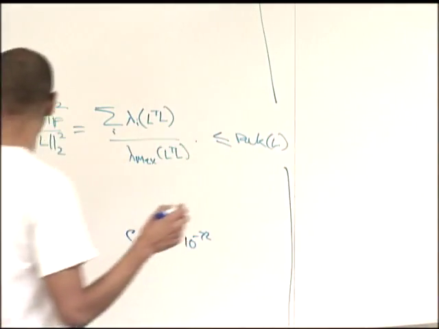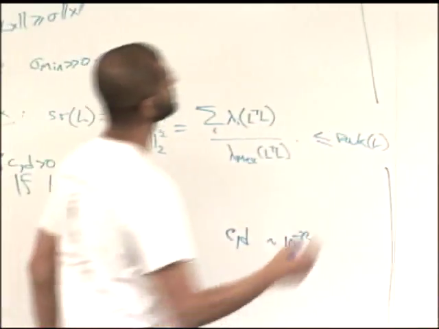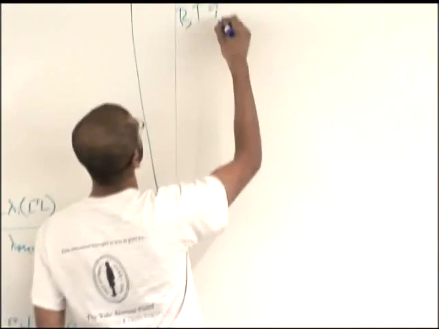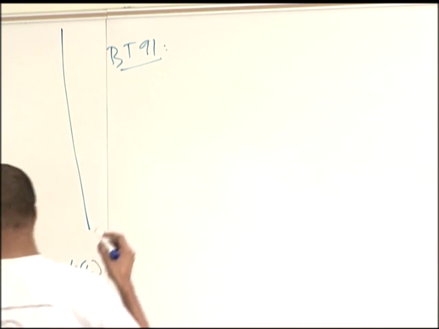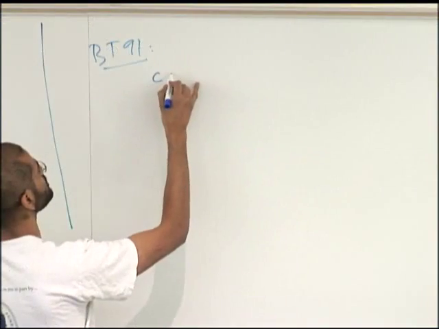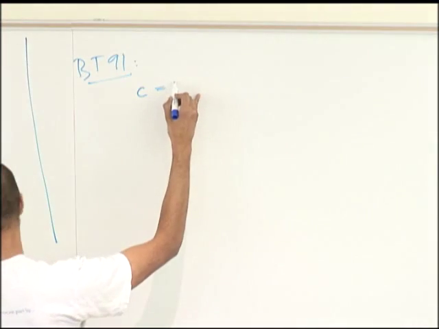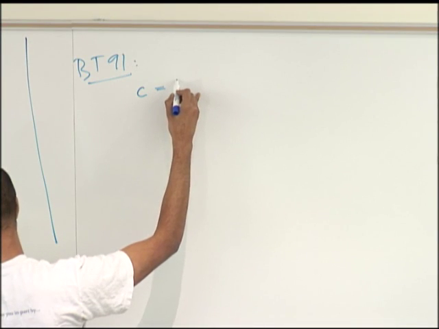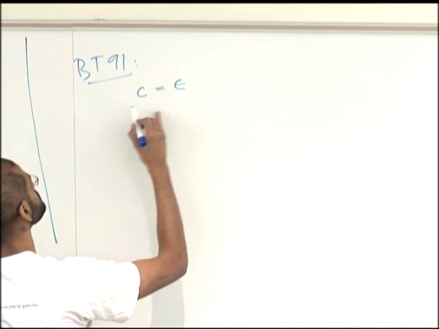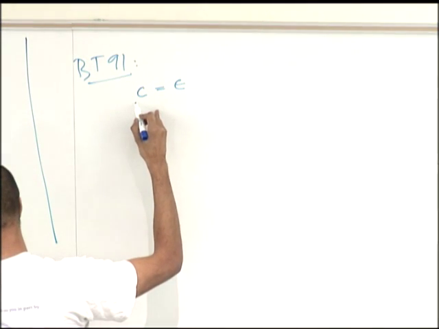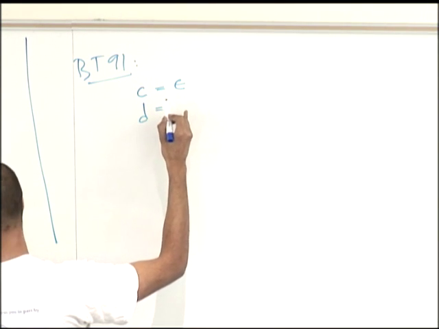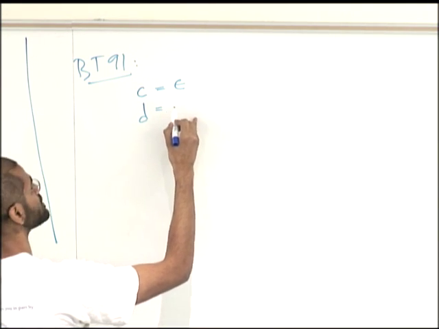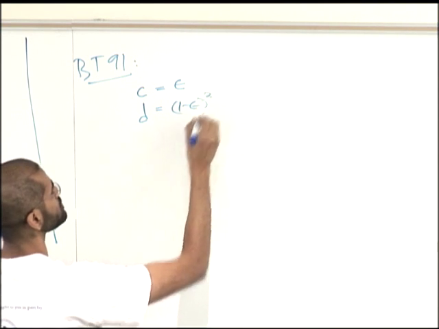Now there were some improvements on this theorem. Bourgain and Tzafriri in '91 showed that if I want C to be epsilon, I need D to be something like 1 minus epsilon squared, something like that.